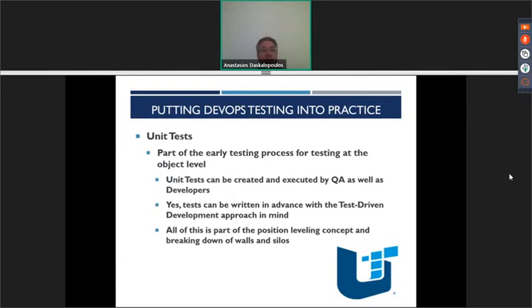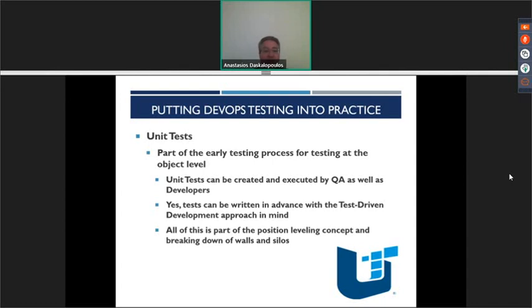I'll briefly touch on unit tests, because we've seen in diagrams how unit testing should comprise the majority of the tests, at the bottom of the pyramid. Unit tests can be created and executed by QA as well as developers. Code isn't just the private property of developers, especially if you're using a system like Git or really any kind of system like that. QA can jump in and write unit tests. I've even written an article about this. And tests can be written in advance with the test-driven development approach in mind. We can do that in terms of unit tests and also in terms of functional automated tests.